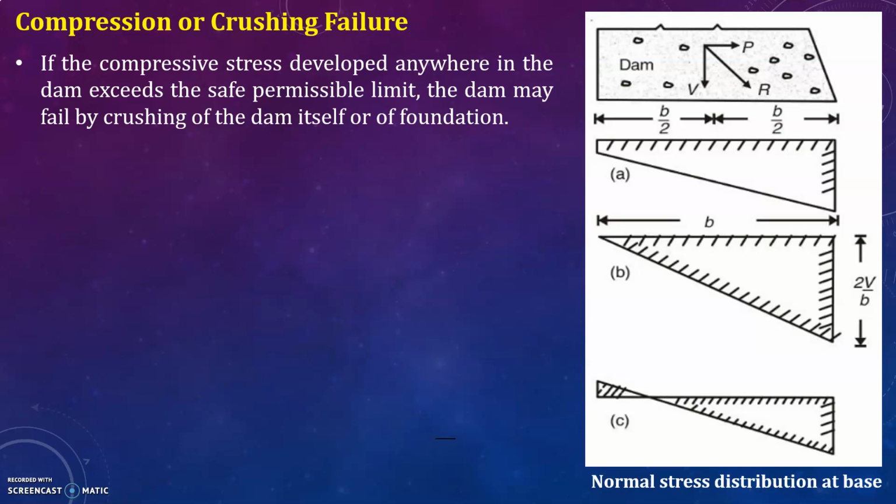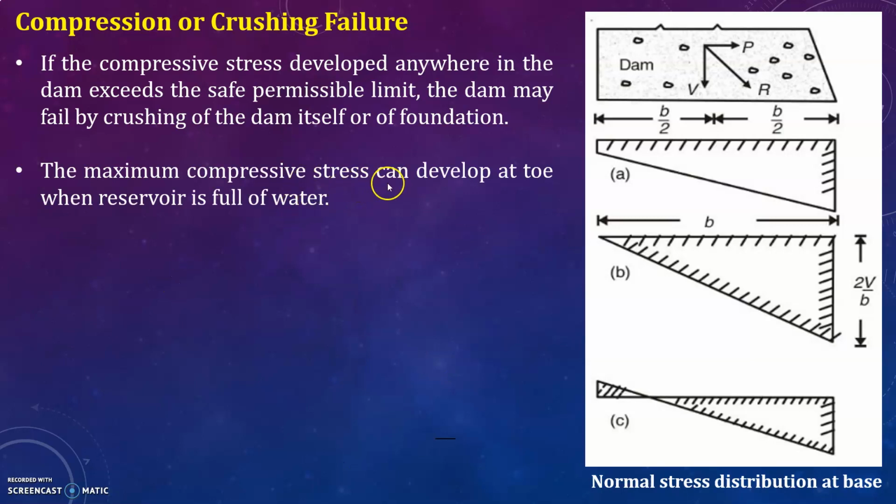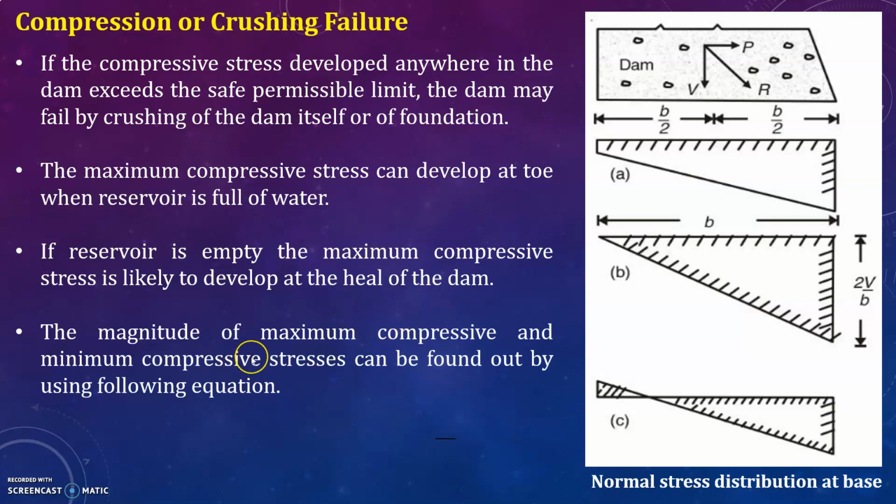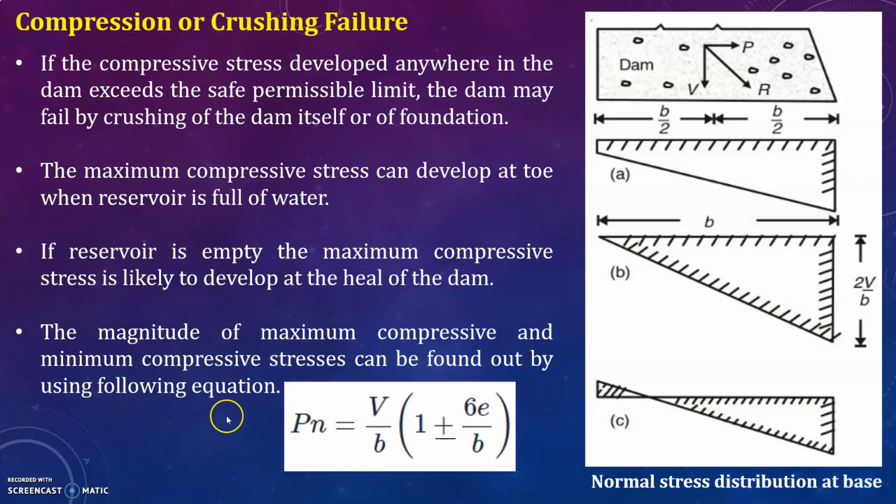If the compressive stress developed anywhere in the dam exceeds the safe permissible limit, the dam may fail by crushing of the dam itself or of foundation. The maximum compressive stress can develop at toe when the reservoir is full of water. If reservoir is empty, the maximum compressive stress is likely to develop at the heel of the dam. The magnitude of maximum and minimum compressive stresses can be found out by using the following equation, that is, Pn is equal to V divided by B into 1 plus or minus 6e divided by B.